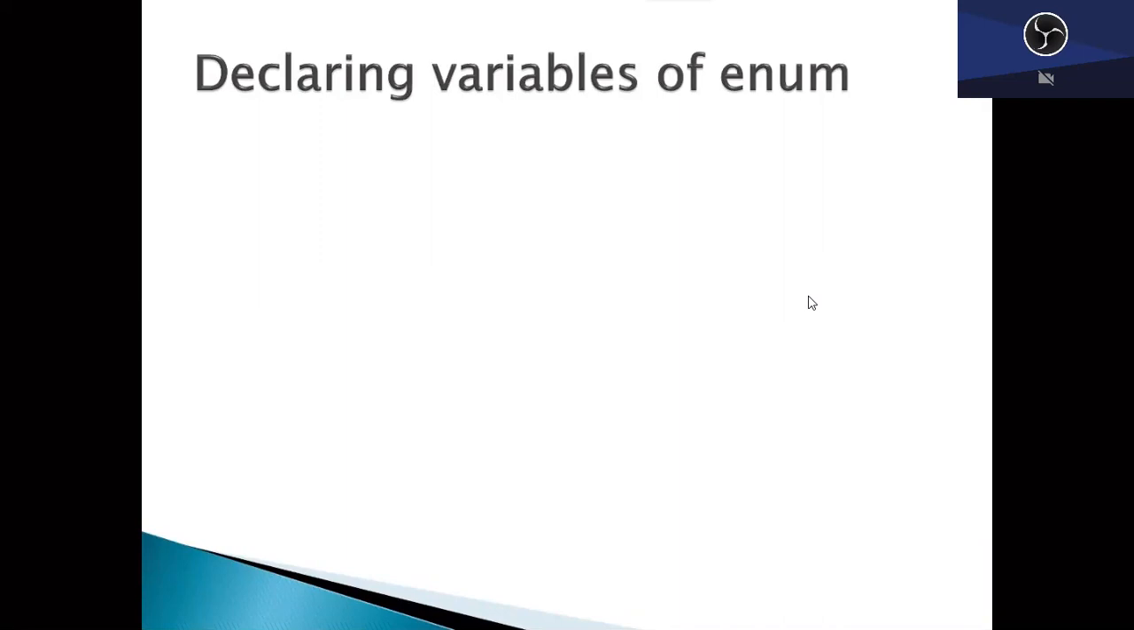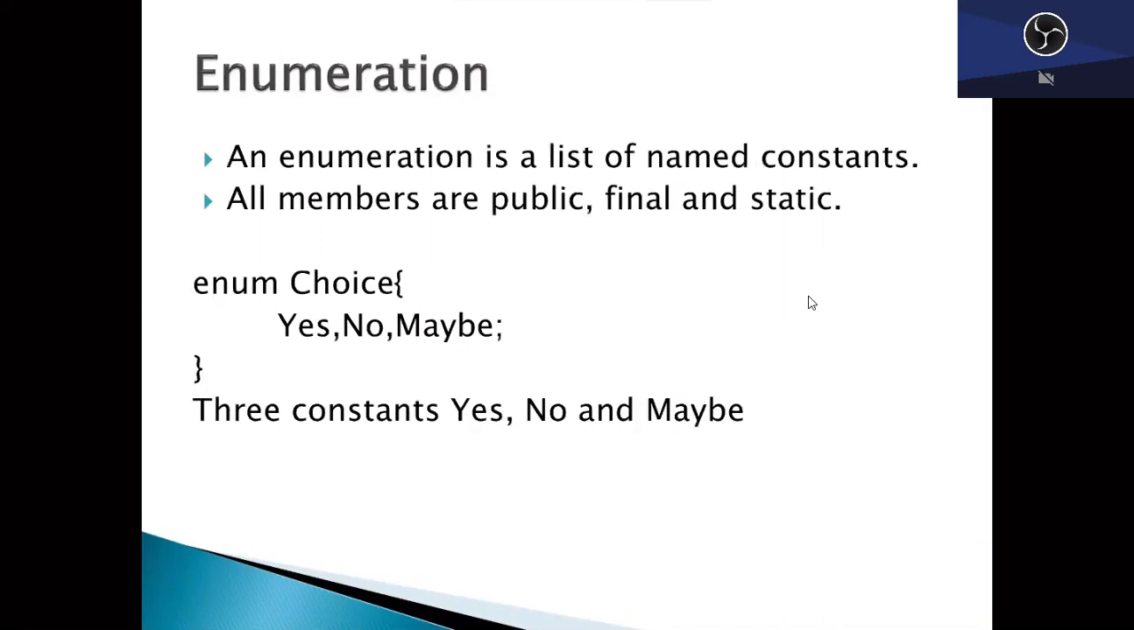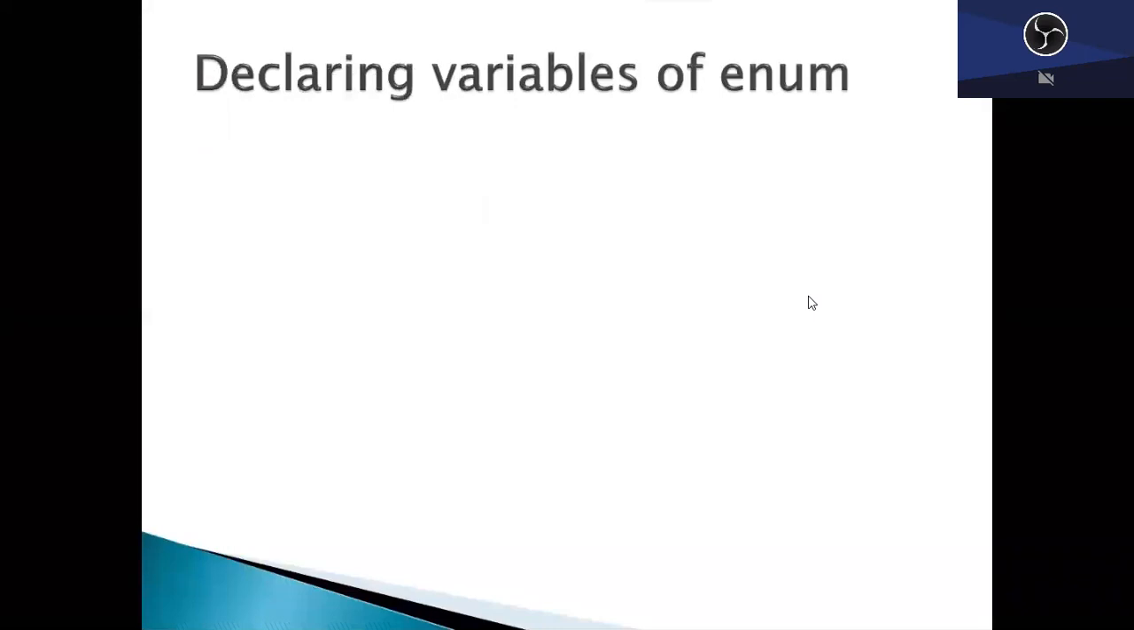Now once the enumeration is declared, like you see here, what we have done is we have defined the enumeration. It is like creating a class. When you create a class, you cannot assign memory to it. Only when you create an object of that class, memory is assigned. In the same manner, when you define an enumeration like this, you are simply defining the type.